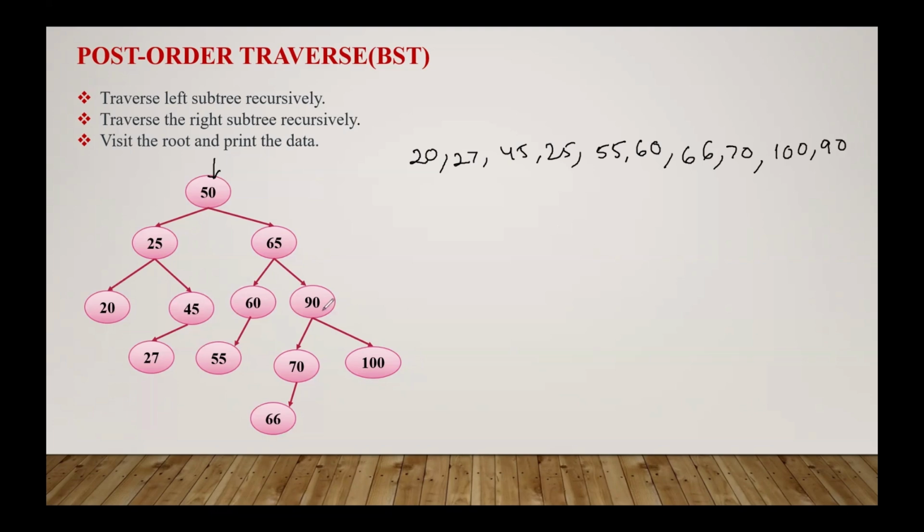So this one is over, this one is over, then 65. Then the left subtree is visited, and the right subtree is visited. Then 50 we write down. So this is the way we can traverse the binary search tree in a post-order manner.